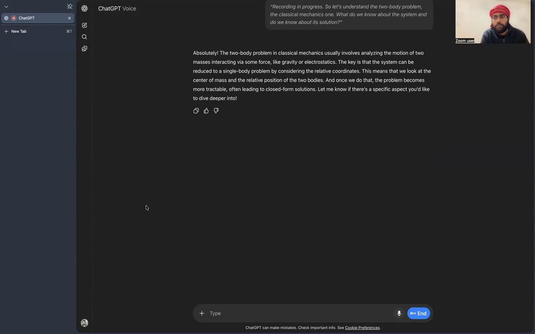So when we decide the two-body parameters, we say that there are only two bodies that are interacting via some force. It may be gravity or electrostatics, but after that we say that they have mass, they might have charge, they might have a radius.